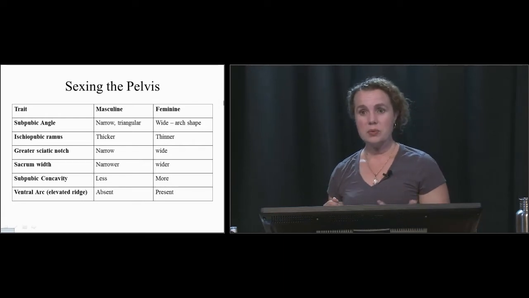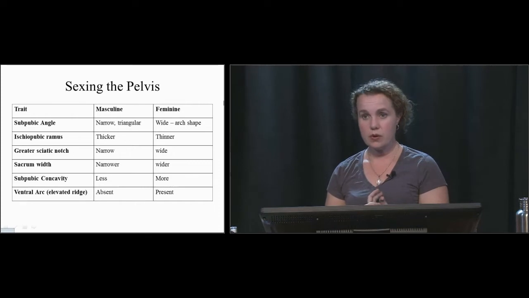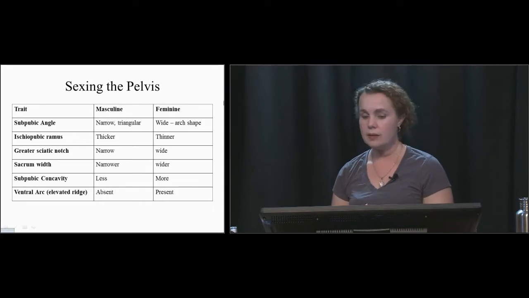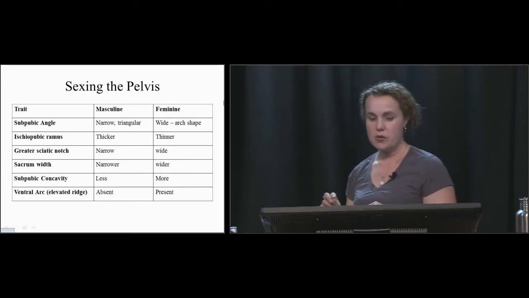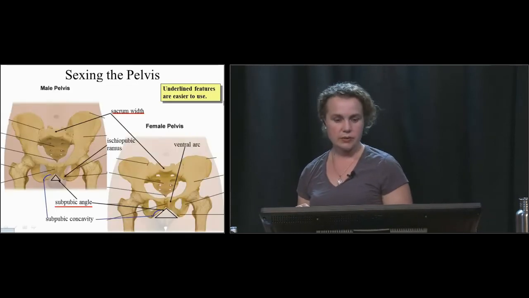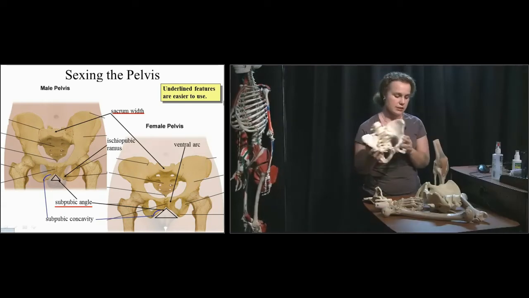Now, if they've gone through puberty and they've gone through enough of puberty, you can sex them based on the shape of the skull, which we've already looked at, and the shape of the pelvis. The pelvis is the best indicator of biological sex, although it can trick you and you can misidentify people. So I'm going to flip to the next slide, and I'm going to show you my favorite features for sexing the skeleton.